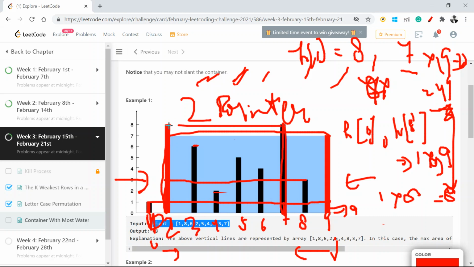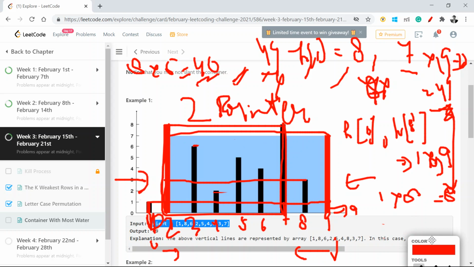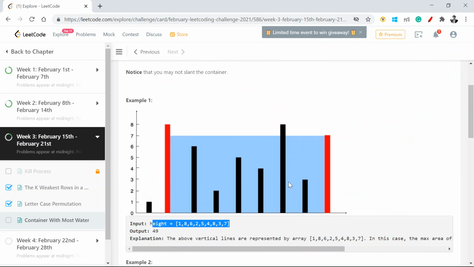Now I'll multiply these two. What is the maximum height? It is 8. Then 8 into 7 minus 2, 5. That is 5, 40, right? So 40 is greater than 49? No. So 49 is the greater value, the highest value, which this particular array of buildings will still say it holds, right? I think you would have understood what we are trying to achieve here.